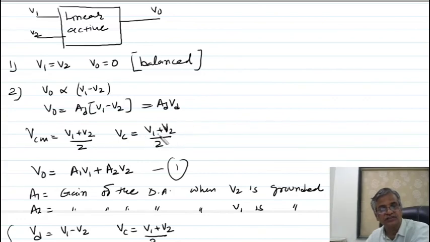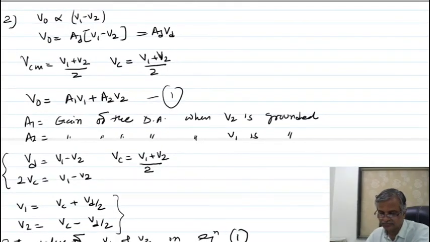The common mode signal is given by V1 plus V2 by 2. For any linear active device, the output can be given as a linear combination of the two input signals. So I can write it like this, where A1 is the gain of the amplifier when V2 is grounded, and A2 is the gain of the amplifier when V1 is grounded.